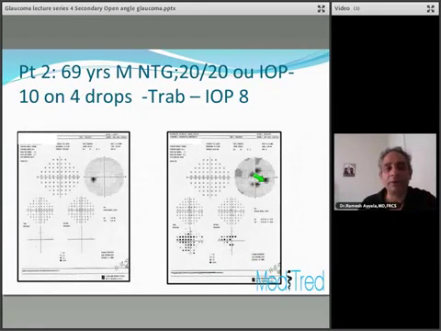Here is patient number 2, 69-year-old male, normal tension glaucoma, vision 20/20 OU, IOP 10 on 4 drops. And this particular patient was noticing this scotoma that's at the point of fixation. And because of this scotoma getting denser on previous vision fields, we opted to go ahead and do a trabeculectomy procedure for him, and drop the pressure to 8 millimeters of mercury.